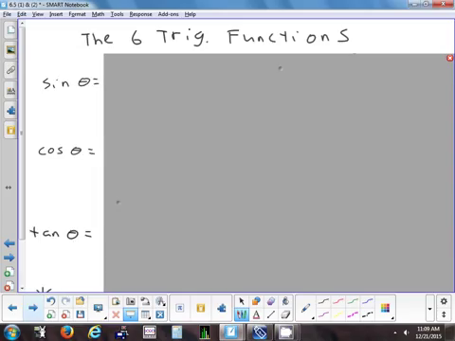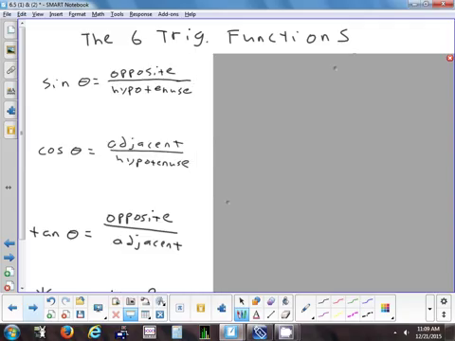All right, so now we're going to define the 6 trig functions in terms of some special words. We're going to use the words opposite, adjacent, and hypotenuse. Does anybody know what the sine of an angle is? Yep, opposite over hypotenuse. How about cosine? Adjacent over hypotenuse. Good, yeah. Then tangent's opposite over adjacent.